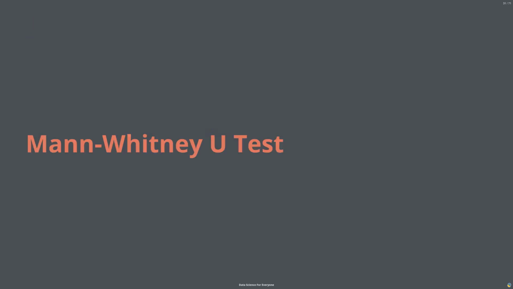Up until now, we have assumed that the data is normally distributed. What happens when the data is not normally distributed? In this case, we'll not be able to use a t-test, which is a parametric test. Instead, for data not normally distributed, we have to use a non-parametric test. The Mann-Whitney U test is a non-parametric alternative to the independent sample t-test.